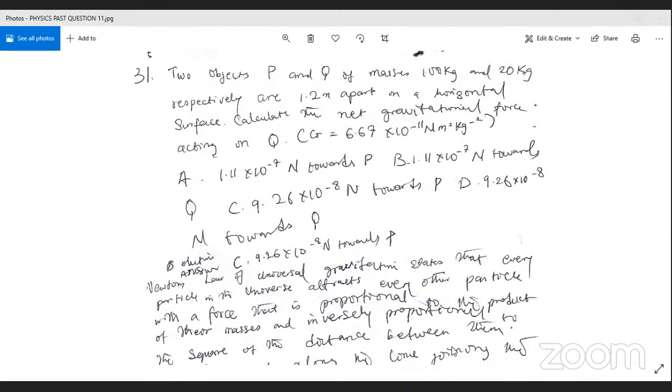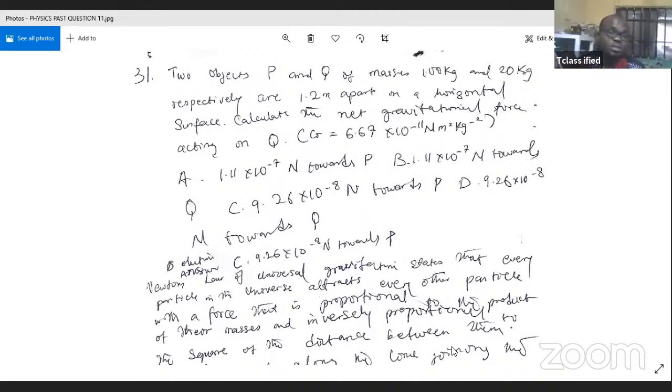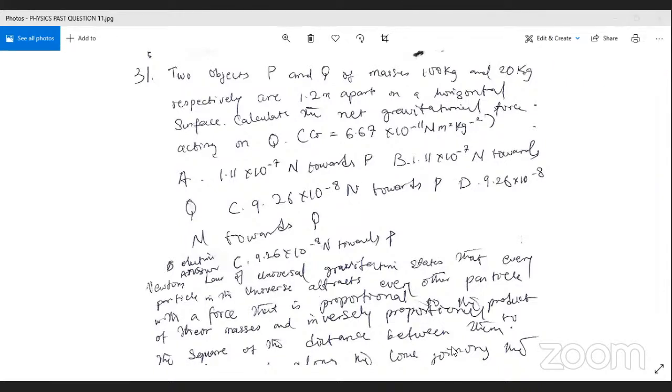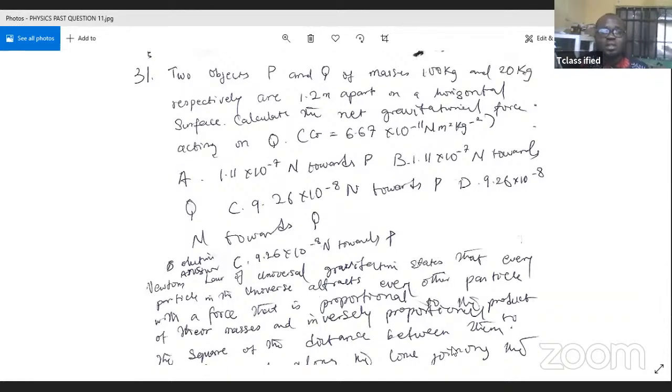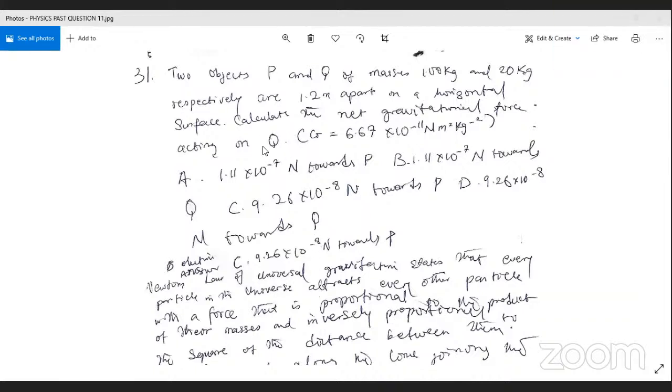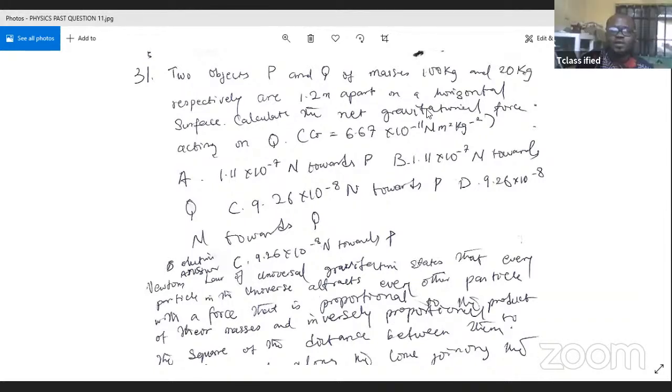Now, when I don't understand, the Q must be attracted towards P. Must be attracted towards P, sir. I don't understand that statement. Okay. You're looking at Q. Can you see this Q that you're looking at? Can you see Q here? Yes. So they told you to calculate the net force acting on Q.